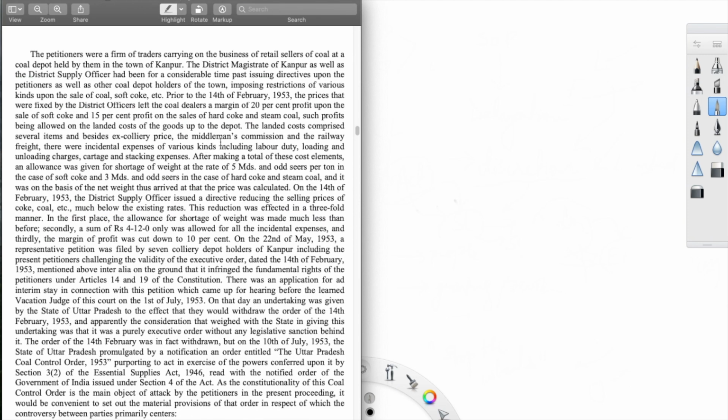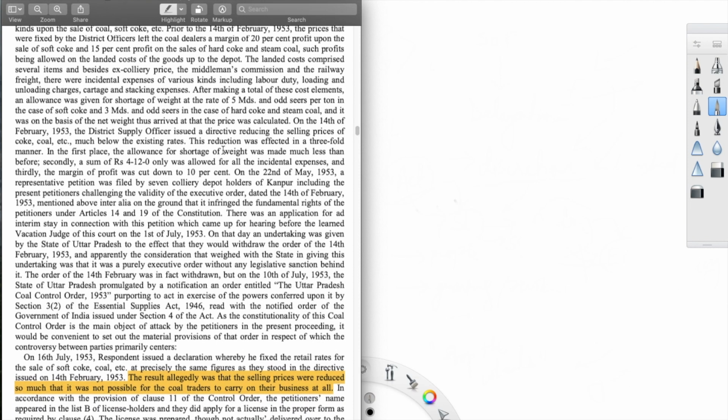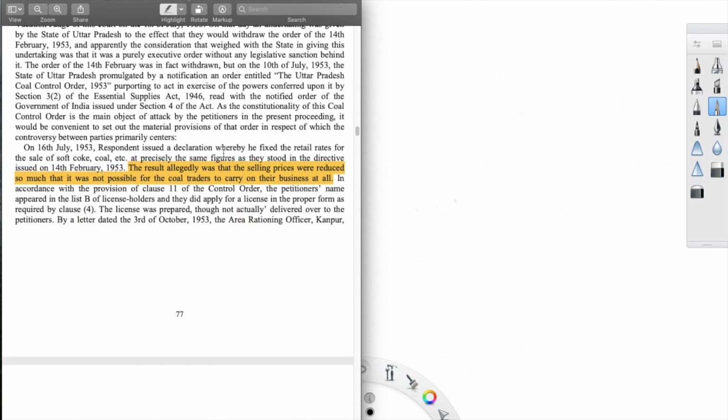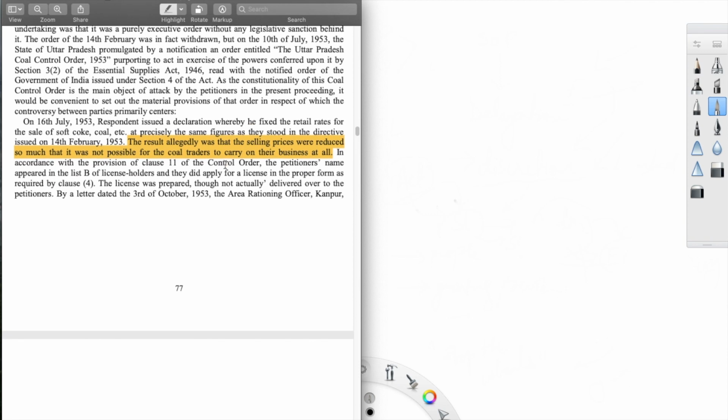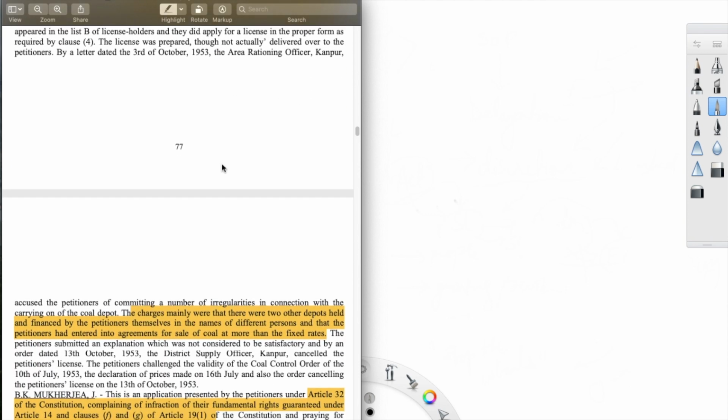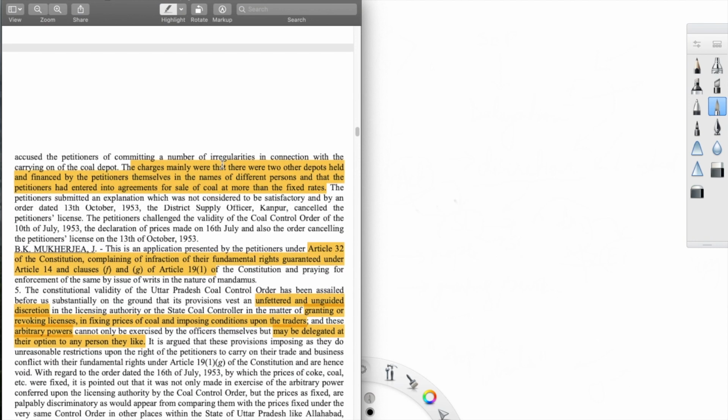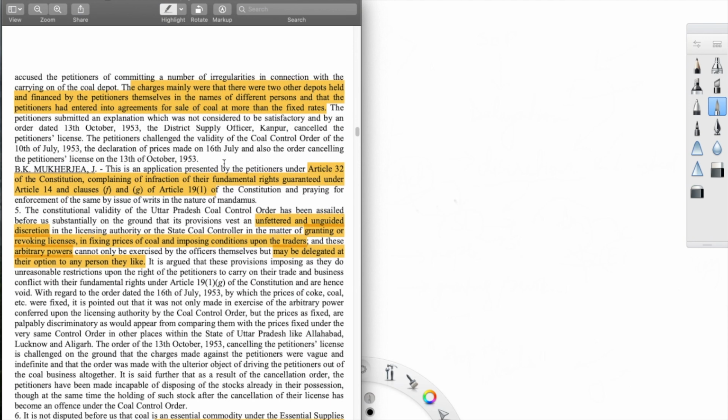So there was a person engaged in the business of coal. Now somehow his license was revoked, and therefore he challenges the revoking of the license on the ground that such revoking of license is an infraction of his fundamental rights guaranteed under Article 14 and 19.